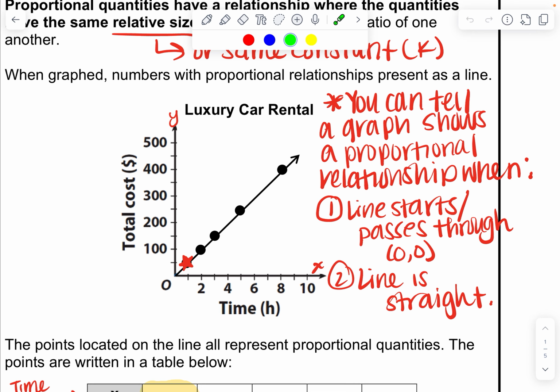If you have a line that goes something like this, or working with coordinate grids, if you have one of these, this is not a proportional relationship. It must pass through the origin and be a straight line. Even if it's a coordinate grid, it would look something like this, or sorry, that didn't pass directly through the origin, but something like that.